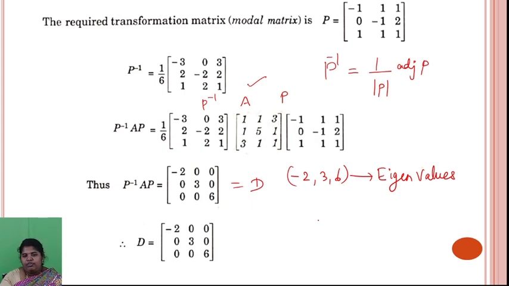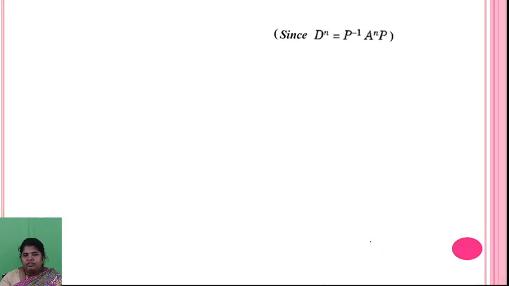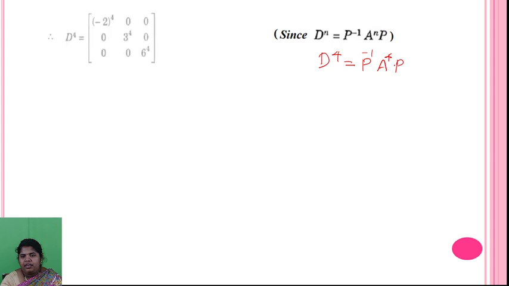Now we are going to form the A power 4 matrix. Before that, we have to find D power 4 and substitute in the expression A power 4 equal to P D power 4 P inverse. We can obtain A power 4. Since D power n is P inverse A power n P, replacing n by 4, we get D power 4 is P inverse A power 4 P.